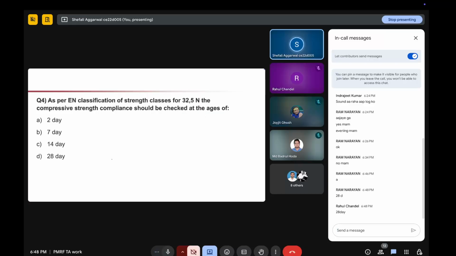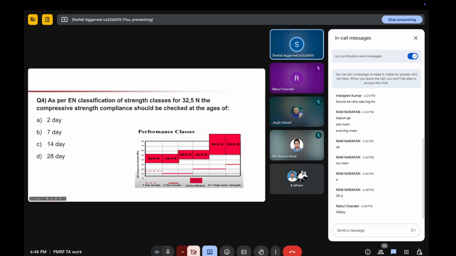So if I show you a table, this is a performance class table. All types of mixes will be checked at the 28 days window. Along with it, for 32.5 N, it is also checked at 7 days. So the answer will be 28 days as well as 7 days. If we talk about 32.5 R, then 32.5 R will be checked for 28 days as well as for 2 days. Okay. So the answer will be B and D.